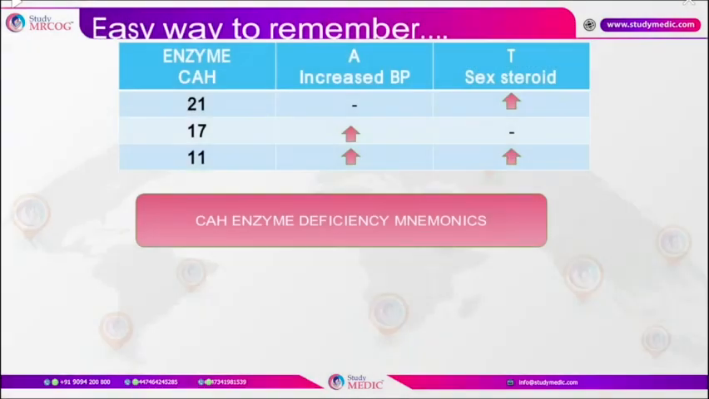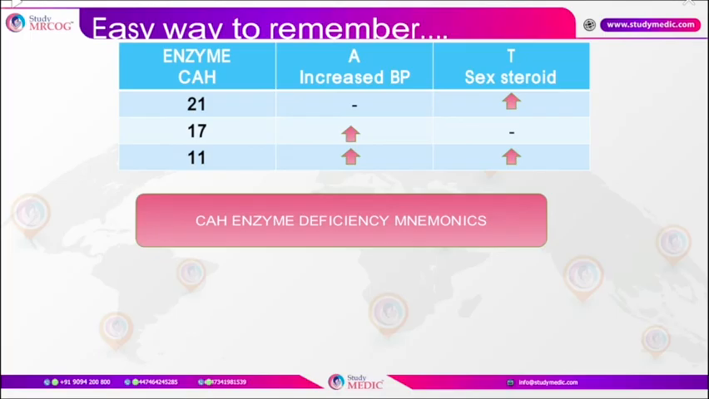Let's be very smart and go ahead with the easy way to remember this enzyme deficiency and what it causes. So this is a diagram where you could see the enzyme deficiencies related to 21, 17, and 11. In 21 hydroxylase deficiency, there is an increase in androgen level.